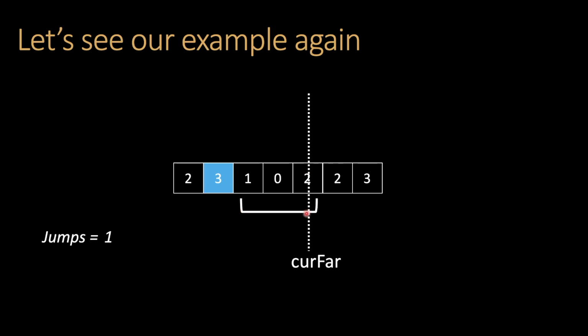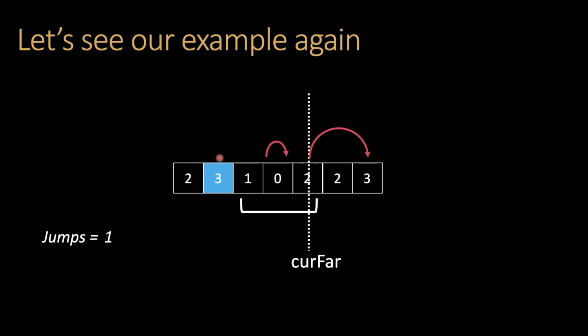So all these 3 elements are reachable from 3. Since I have already checked 1 when I was standing at 2, I will not check it again. 0, there is no point in checking because there is no step, and at 2 we can reach maximum till here. So what is current far and current end here?